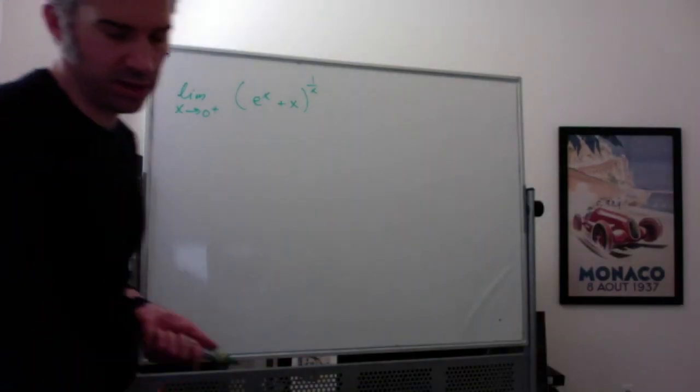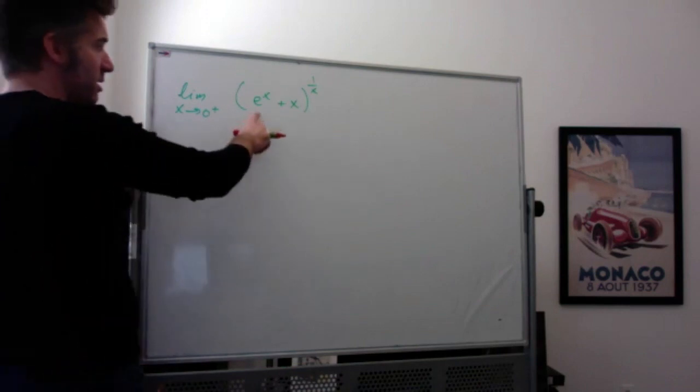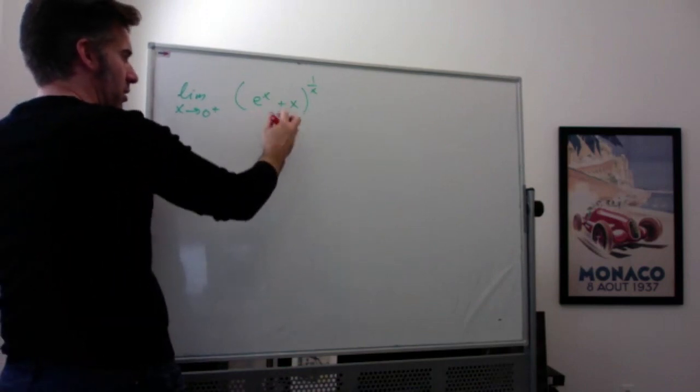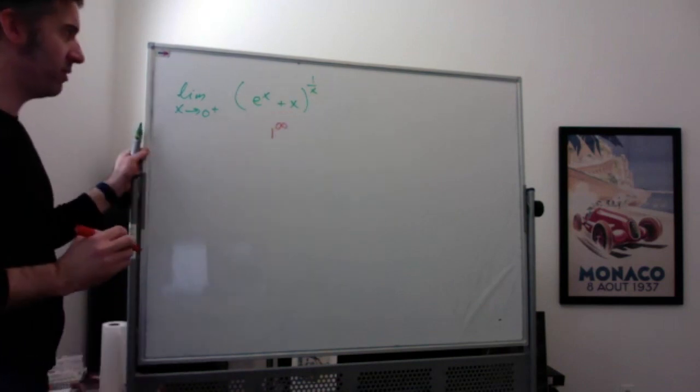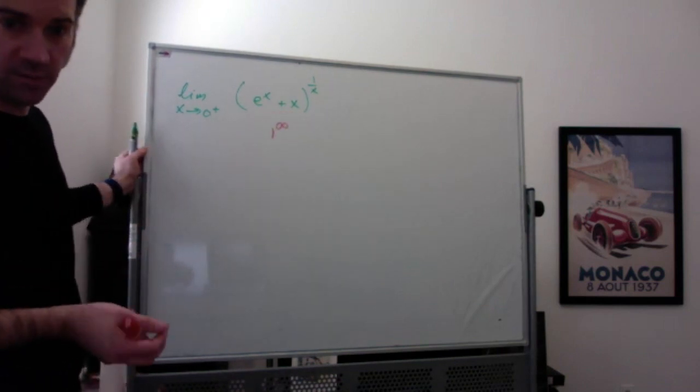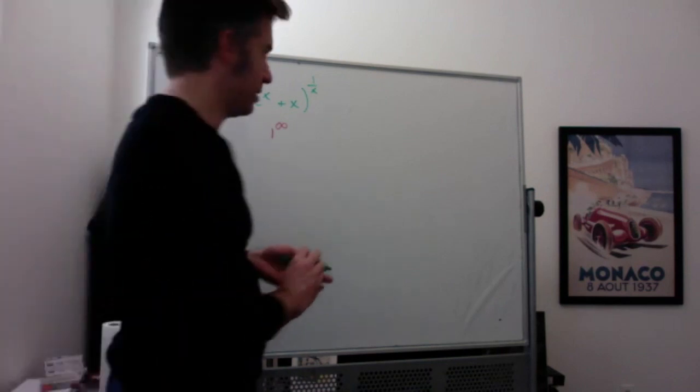Let's talk about what this is doing. e to the 0 is 1 plus 0. And 1 over 0 from the right is some sort of infinity. So this is a 1 to the infinity. And it's definitely an indeterminate form. So let's do the whole process.